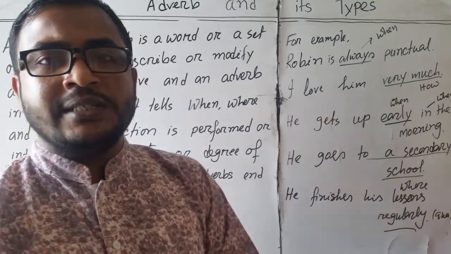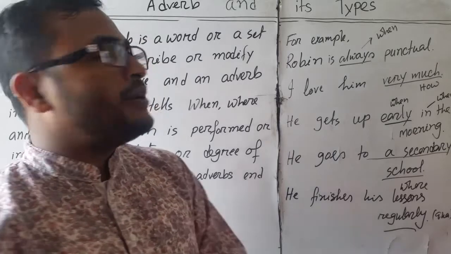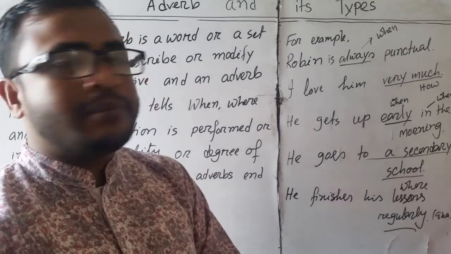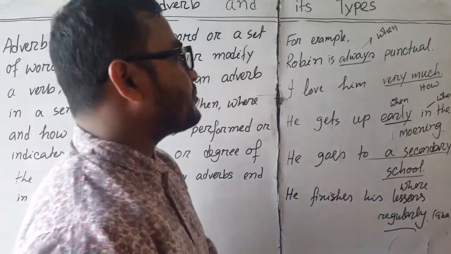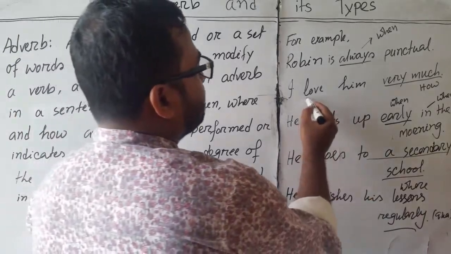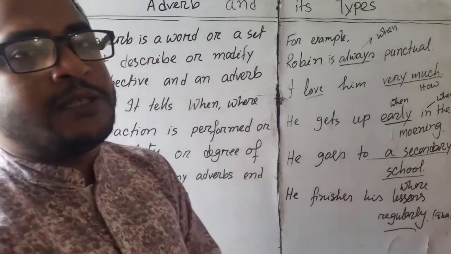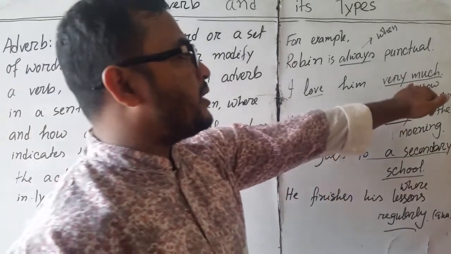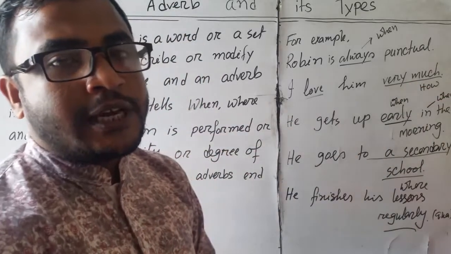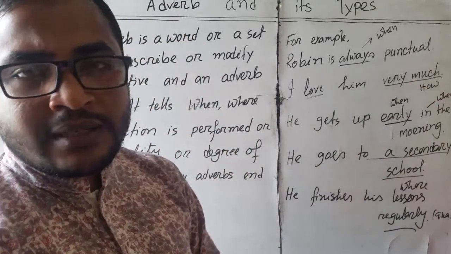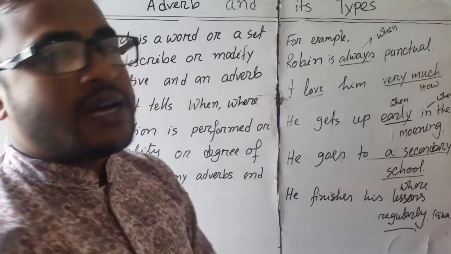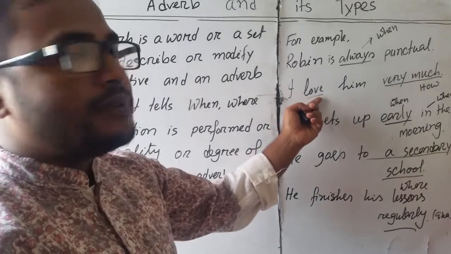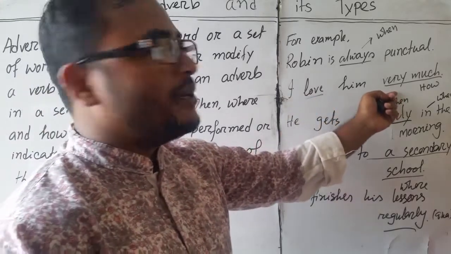And then the second sentence: I love him very much. Here, the word love is the verb of the sentence, and the words very much are the adverb of the sentence, because they tell us how. Love, how much love? Very much.